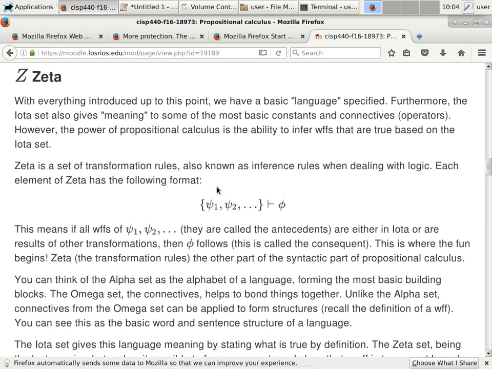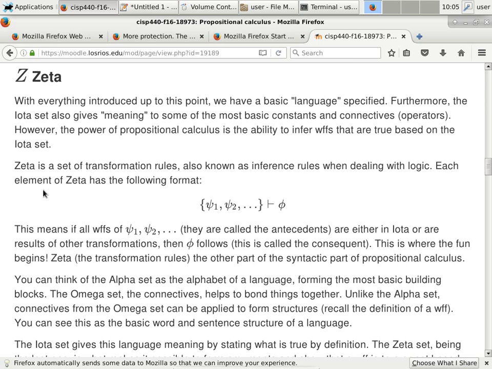So now we have more stuff. We have the last component of a propositional logic system, and this one is the most interesting part, okay? Because it allows transformation, allows derivations or inference, to be exact using those terms. The zeta set is made up of rules where you can say, hey, given this, then this, and this, and this, hey, we can say that. It's inference, okay? It's inference.